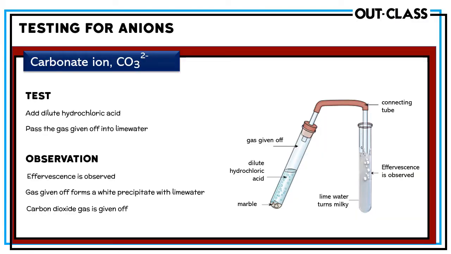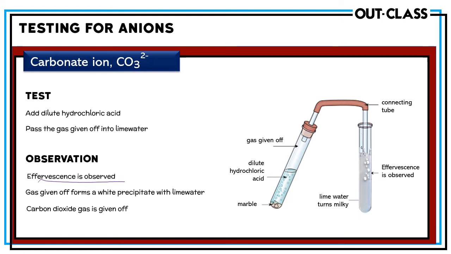So first test for anion, carbonate ion. If we want to make sure whether our salt solution contains carbonate ion or not, you know metal carbonates react with acids. So we add dilute hydrochloric acid to our salt solution. And if carbonate ion is present, what do you see? Carbon dioxide will be released, so what do you see? Effervescence is observed. Bubbles, strong bubbling happens.